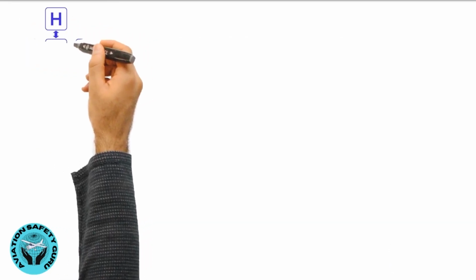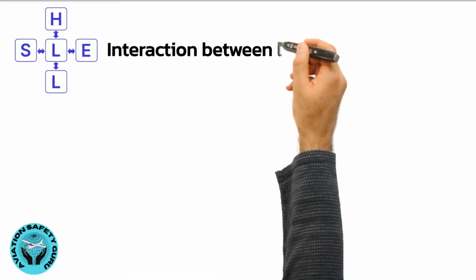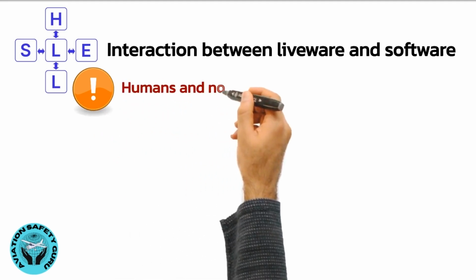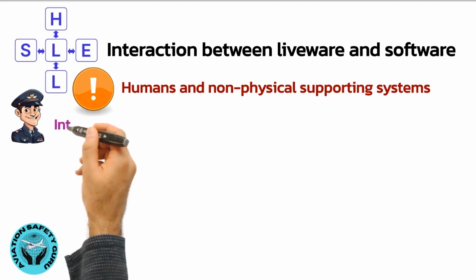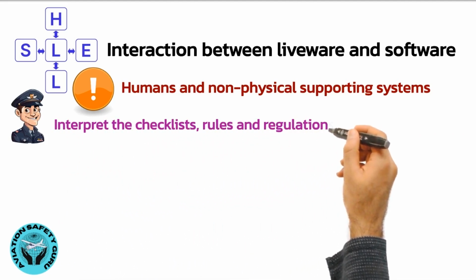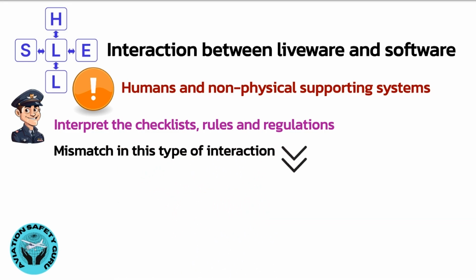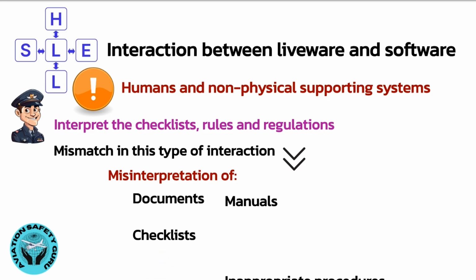Now, let's see the interaction between the different components. First is the interaction between liveware and software. It is the interaction between humans and non-physical supporting systems, like how humans interpret the checklists, rules and regulations. Mismatch in this type of interaction can happen due to misinterpretation of documents, manuals, checklists, or inappropriate procedures.